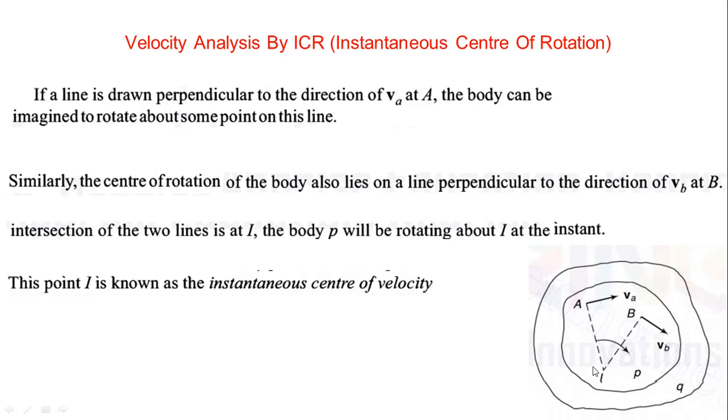Okay, so we have found out how to locate the ICR for a given body. Now generally the ICR is given by I suffix P related to Q, which represents the ICR of body P related to body Q.